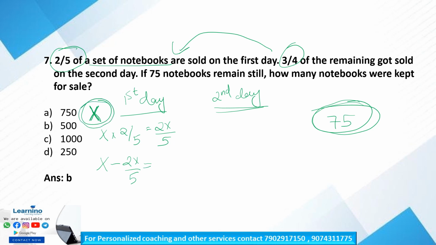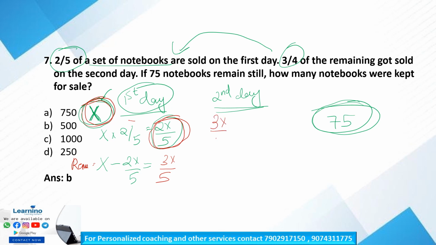So this is the initial number of notebooks, and on the first day 2x by 5 notebooks are sold. So the remaining will be the initial amount minus the sold amount. This amount is sold and this amount they initially have. So the remaining amount is equal to x minus 2x by 5, that is equal to 3x by 5. Is it clear? So on the second day we have 3x by 5.